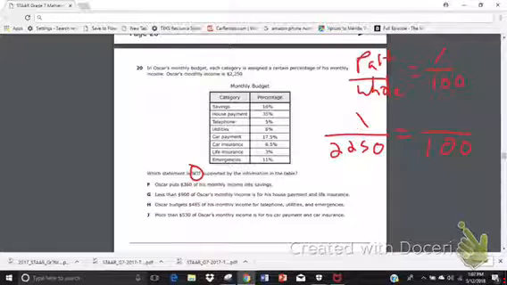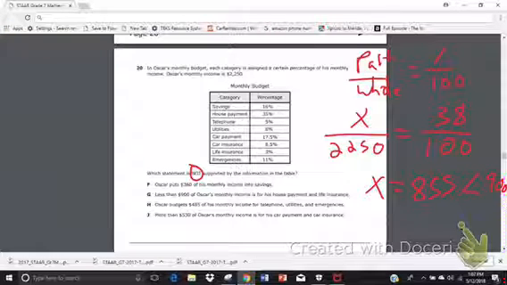Alrighty. Next, less than $900 of Oscar's monthly income is for his house payment and life insurance. Looking at the table, kiddos, we know that his house payment and life insurance, when you add them together, is 38% of his income. So when you cross multiply, you establish that that is $855. And that is true, because $855 is less than $900.